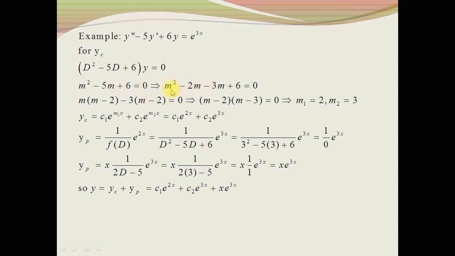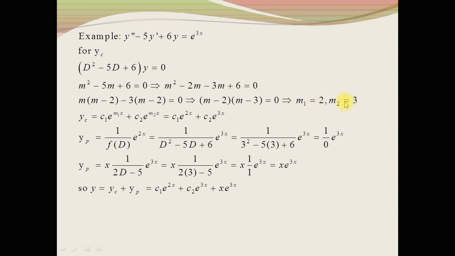Now by sum and product factorization, m^2 - 2m - 3m + 6 = 0. Taking common m from these two terms, m into (m - 2), and taking common -3 from these two terms, -3 into (m - 2) is equal to 0, and this expression can be written as (m - 2)(m - 3) = 0. So m1 = 2 and m2 = 3.